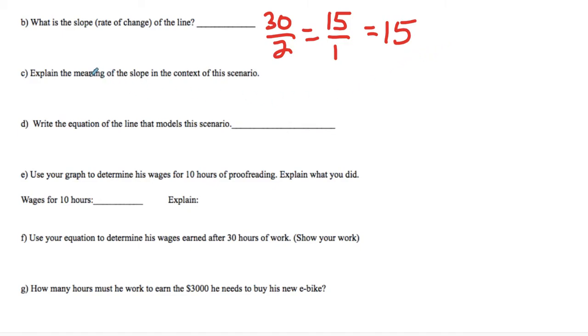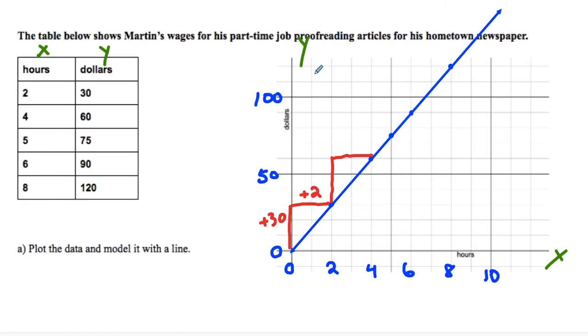The meaning of the slope in the context of this scenario, what does that mean? 15 over 1 or 30 over 2. Let's go back and look at the graph. I'm increasing $30. That's my Y value. And then I'm increasing 2 hours. So dollars over hours.